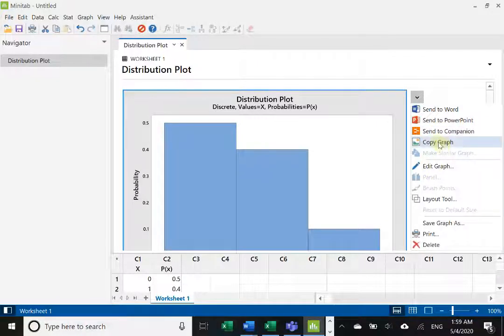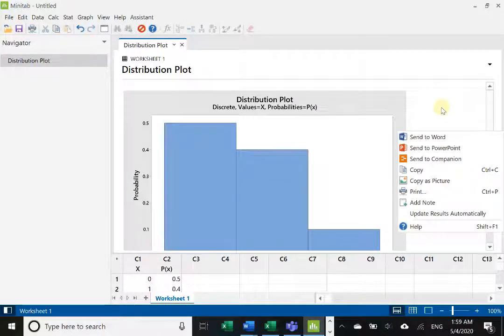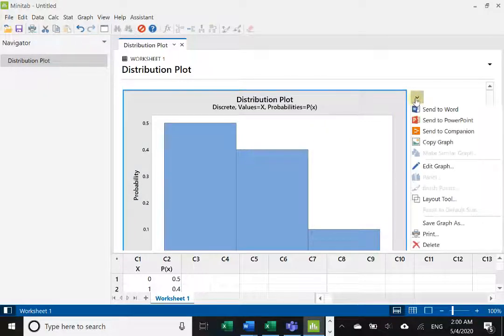Or you can copy graph. That's what I did when I put it in my notebook. If you left click on copy, there you go. It's copied now. And then you can right click and copy it into the document that you want to copy it. Okay, so that's what that is. And then of course other options, you can edit the graph.